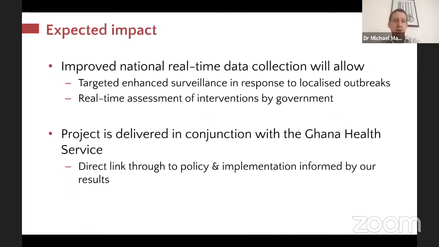One of our principal investigators actually got promoted during the course of the grant process. So he went from being the head of disease surveillance to now being the director of public health. So it does mean we have a sort of hotline, although it's a hotline to someone who's now even more busy than he was when we started.